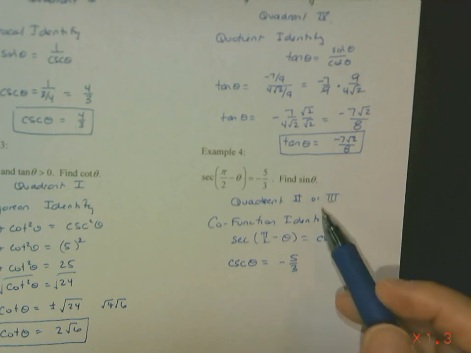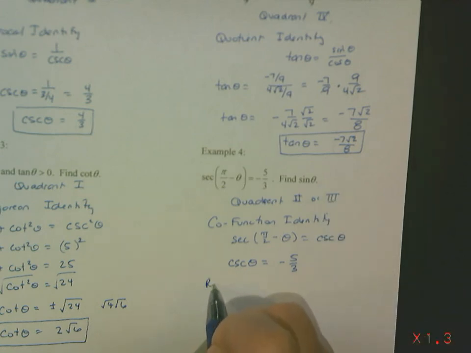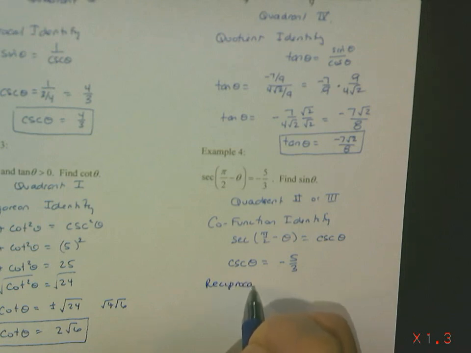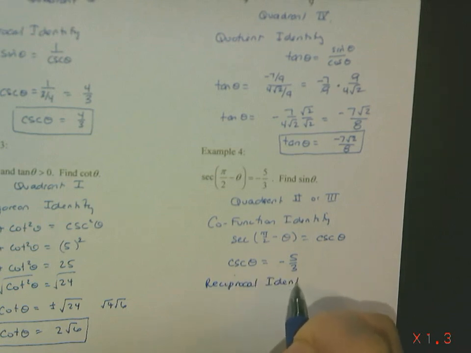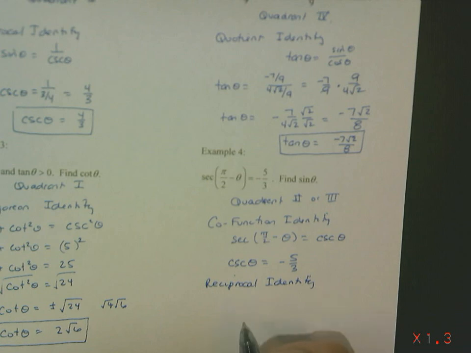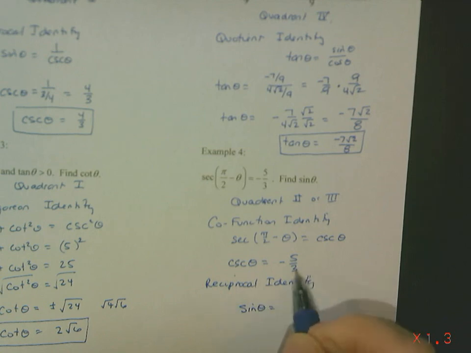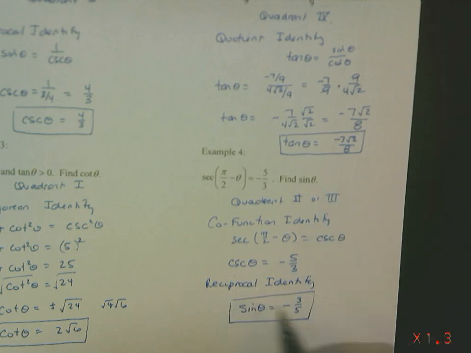And I want to find sine theta, so I'm going to use the reciprocal identity. And I'm going to say sine theta is equal to the reciprocal of cosecant, so it's negative 3 over 5. And I said this was in quadrant 3, and that is negative.